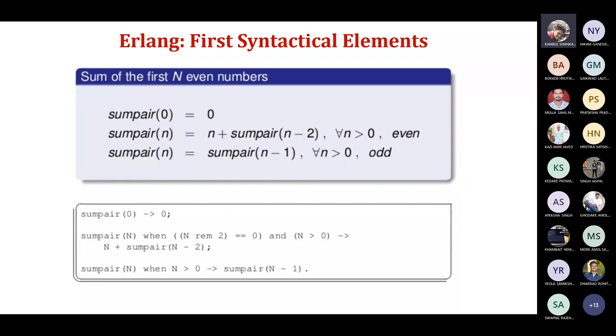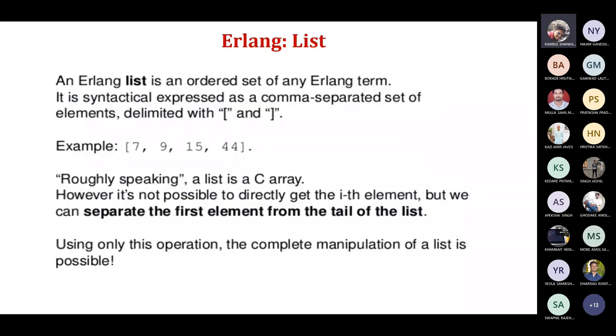So now we'll go into the details of the Erlang list, which I already mentioned, which is in square brackets. So an Erlang list is an ordered set of any Erlang term. Each of these individual numbers here is called a term, an Erlang term. And it is syntactically expressed as a comma separated set of elements and delimited with these square brackets. So it is separated by comma.